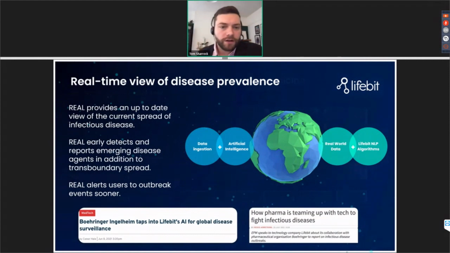So Lifebit REAL provides an up-to-date view of the current spread of infectious diseases and also provides information on disease prevalence for syndromes and non-communicable diseases. Lifebit REAL enables early detection and reporting of emerging agents, so novel viruses which have never been seen before, in addition to the transboundary spread of diseases across geographic regions or zoonosis. The key thing about Lifebit REAL is that it alerts users to outbreak events that we have detected earlier, so that you can basically get a preemptive warning and for early disease surveillance.